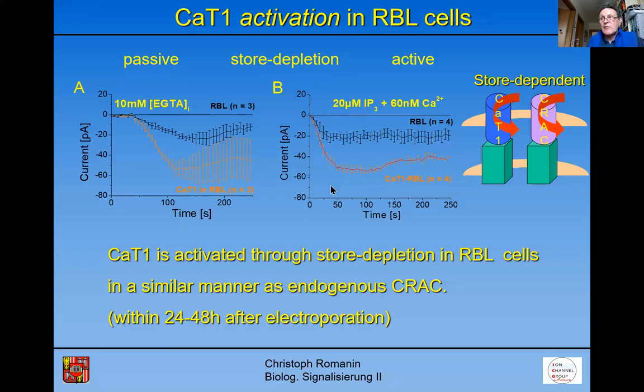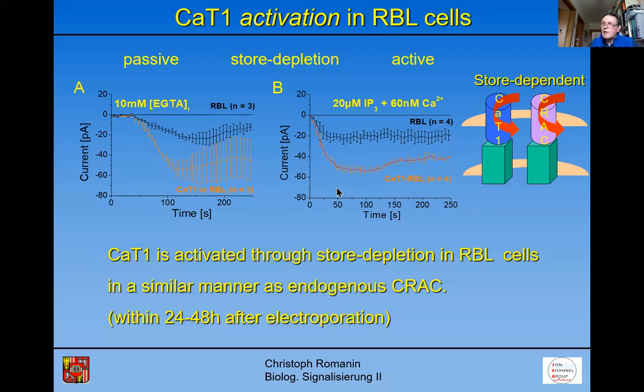You can see here on the time scale, activation occurs much faster under both conditions: the endogenous crack current, but also the current that now in addition is obtained through the activation of the CAT1 channels expressed in RBL cells. You can see here in a range of about 50 seconds, you already reach a maximum. And you do not see a delay here because IP3 is diffusing, and at the same moment when it's inside the cell, it binds to the IP3 receptor and starts to deplete the stores.